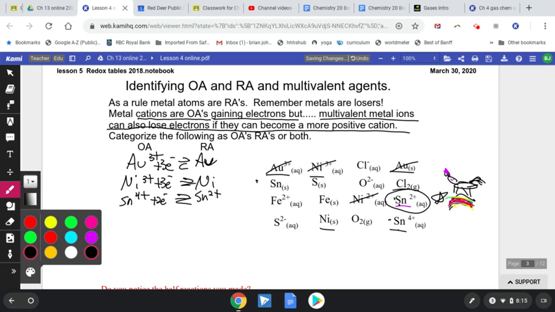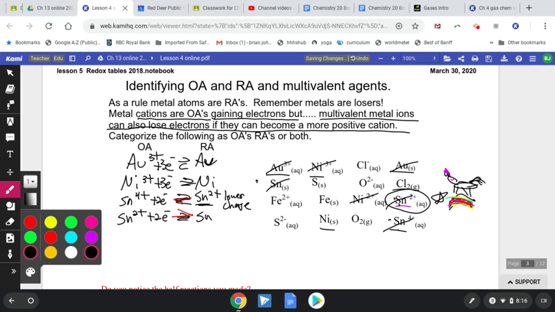Okay, so tin 2+ is both a reducing agent and an oxidizing agent. It's one of those multivalent metals that can both lose electrons going this way, put it in red, lose electrons as a reducing agent, gain electrons as an oxidizing agent. So when you have multivalent metals, it's always the lower charge that is both. Tin 2+ is the lower charge from tin 2+ and tin 4+. Okay, so that one's gone, that one's gone, that one's gone.